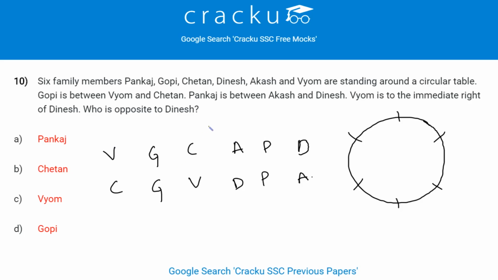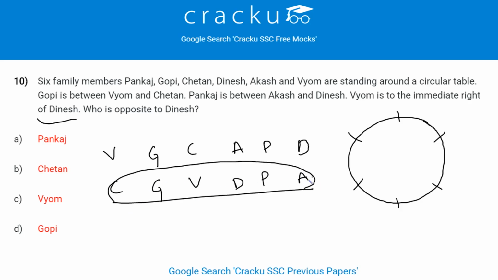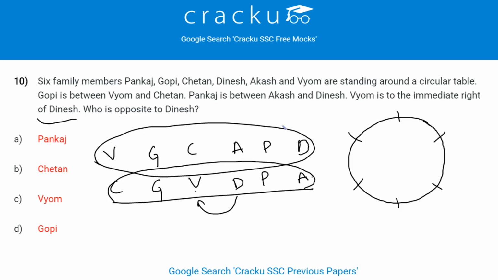That means when we club these two, Vyom and Dinesh, they should be sitting together and Vyom should be to the right of Dinesh, right? So if this is the order, and you feel that this is a circle, Vyom is sitting to the left of Dinesh. But according to the instructions, Vyom should be sitting to the immediate right of Dinesh. So now let's consider this part. If you consider this circle, Vyom will be sitting to the right of Dinesh.